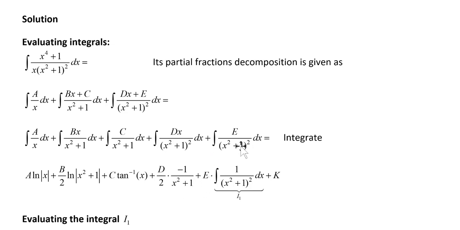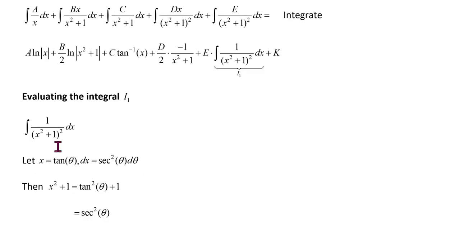Now the last integral that we have not done yet, so I'll do this integral. I pull E outside and try to integrate 1 over the quantity x squared plus 1, squared. So the explanation is given here.